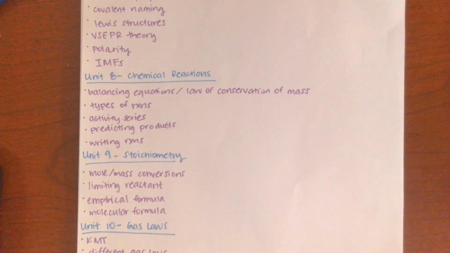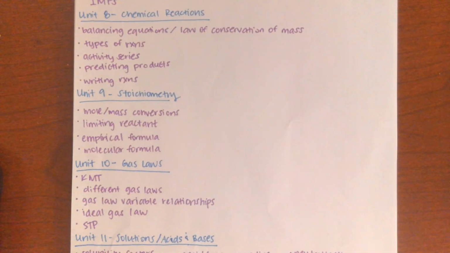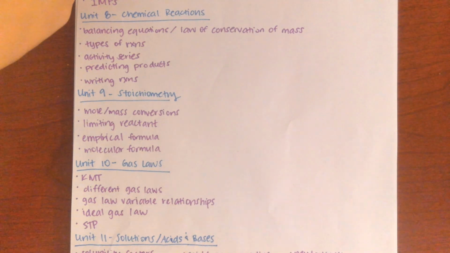Part 3 of the semester exam review. I'm going to be covering Unit 9, Stoichiometry. So that covers the mole conversions, limiting reactant, empirical, and molecular formula. So lots of math today. So make sure you have your calculator, periodic table, all that stuff, and hopefully you can do some problems with me.